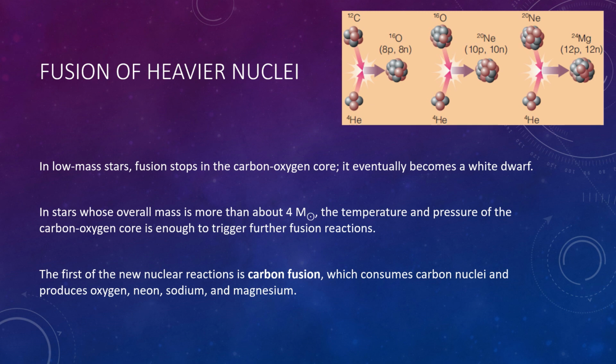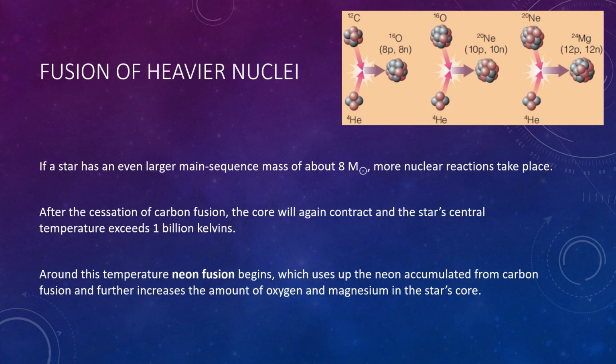Let us consider how the late stages in the evolution of a high-mass star differ from those of a low-mass star. In low-mass stars, as we saw previously, fusion stops in the carbon-oxygen core. It eventually becomes a white dwarf. But in stars whose overall mass is more than about 4 solar masses, the temperature and pressure of the carbon core is hot enough to trigger further fusion reactions. The first of the nuclear reactions is carbon fusion, which consumes carbon and produces oxygen, neon, sodium, and magnesium.